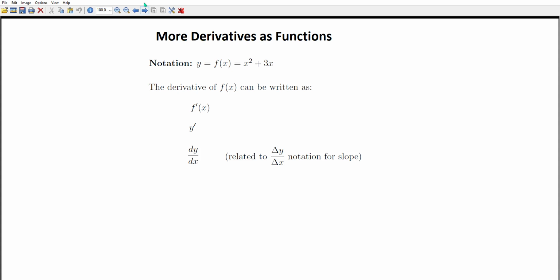Dy dx, we haven't written this before, but this is related to the delta y over delta x notation for slope, and it's called Leibniz notation. Df dx, which since y is f of x is really this same sort of notation. The prime says take the derivative of x squared plus 3x, which is what we're supposed to be doing. Here's Leibniz notation, take the derivative with respect to x of what's in here. And this does not exhaust all the possibilities.